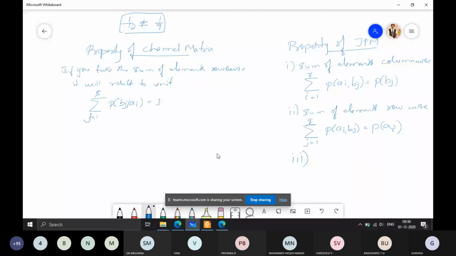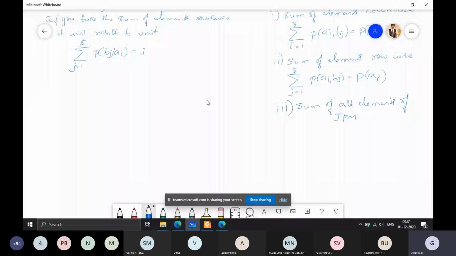Next, property 3. It is the sum of all elements of the joint probability matrix, which is unity. So how will you write that? Summation i equal to 1 to r, summation j equal to 1 to s, P of Ai comma Bj is equal to 1.